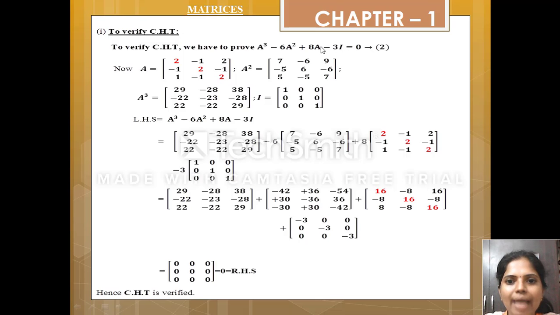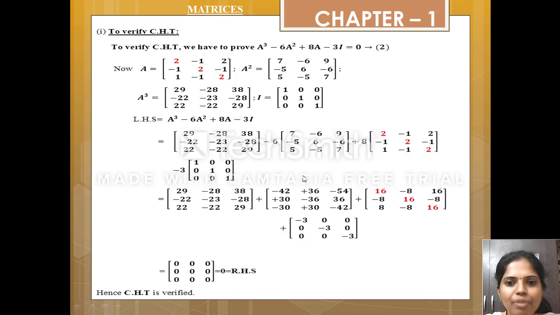The next ones are I, A square and A cube. We calculate the A square and A cube values by using a calculator. This I is the identity matrix for 3 cross 3. So the next step is the left hand side. You take the left hand side of this. So the left hand side is this expression. Here we substitute the A cube matrix, A square matrix, A matrix and I matrix.